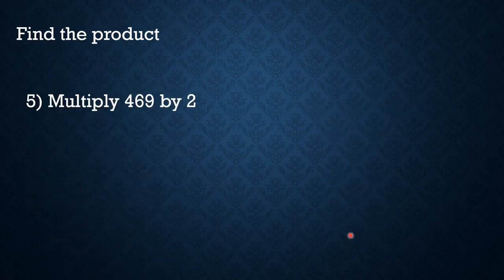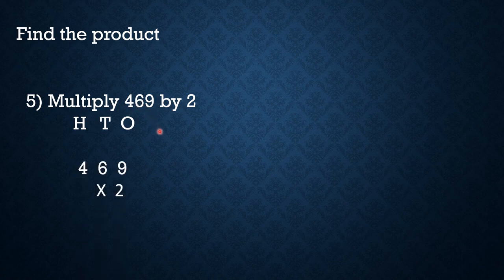Number 5. It is given multiply 469 by 2. So first of all 469 is the multiplicand and 2 is the multiplier. So we'll write places, ones, tens and hundreds, then 469 and then 2. Now we have to multiply 2 by 9. So 2 nines are 18. So we'll write 8 here at ones place column and 1 will be carry over at tens place column.